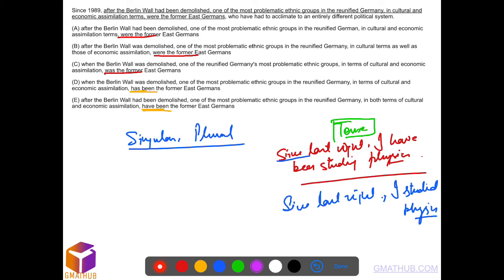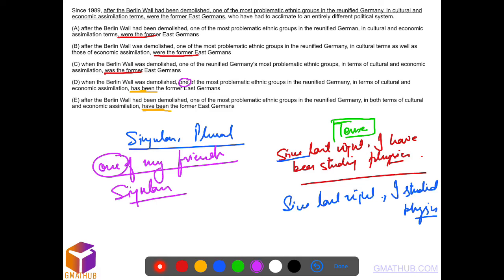So since 1989, when the Berlin Wall was demolished, one of the most problematic ethnic groups so and so in terms of so and so has been. So one of my friends, let's say if I write that, one of my friends, so we're talking about singular, one single person. So "has been" is the right usage, "have been" is the wrong usage. That's the right one.